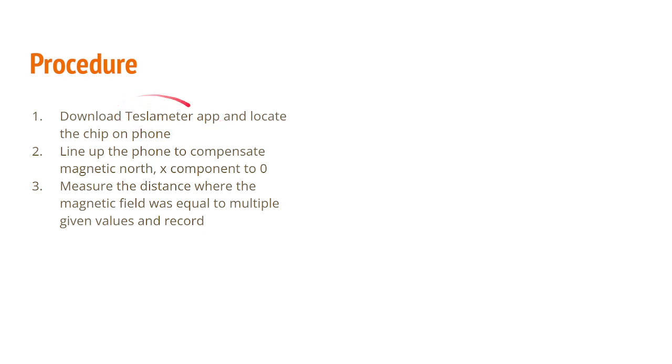The procedure was to download one or three apps. Our group decided to choose the Tesla meter app, to locate the magnetometer chip on the phone, and to line up the phone to compensate for magnetic north, where the x component is equal to 0, and to measure the distance where the magnetic field was equal to multiple given values and record those values.